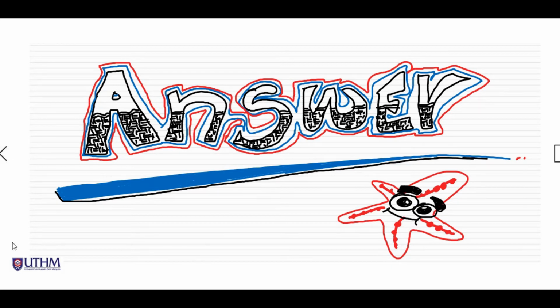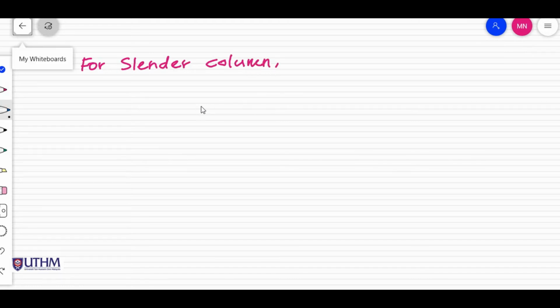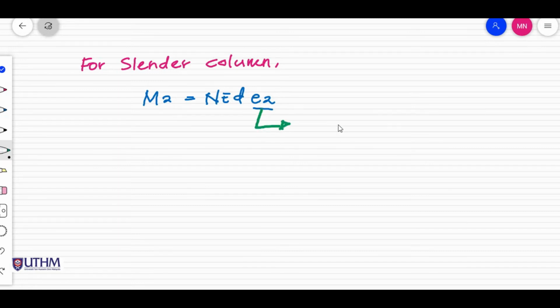Answer. For slender column, second order moment is calculated using this formula. And this E2 is determined using this equation.